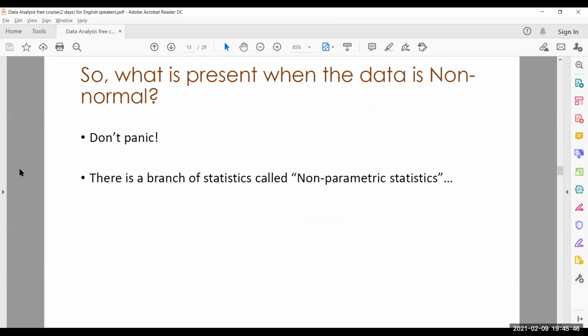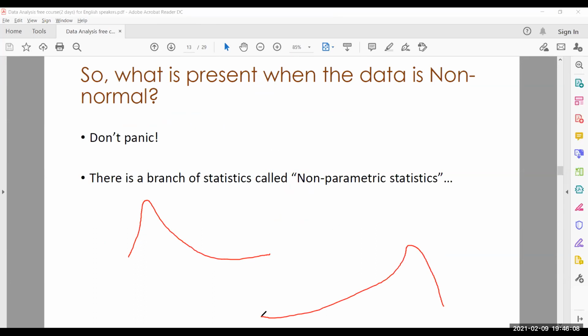So what can I do when I have data which is non-normal, skewed, like, for example, if you remember this shape, something like this, or something like this? It doesn't follow the Gaussian distribution. As I already said before, don't panic, no problem.